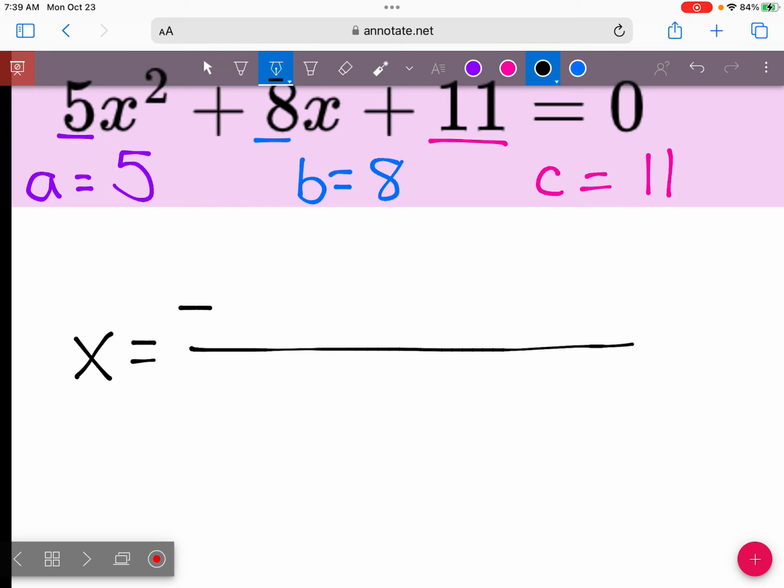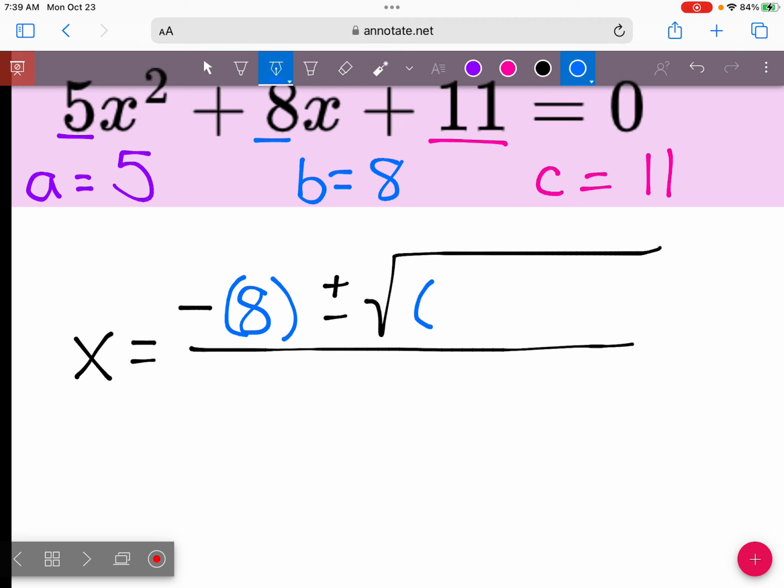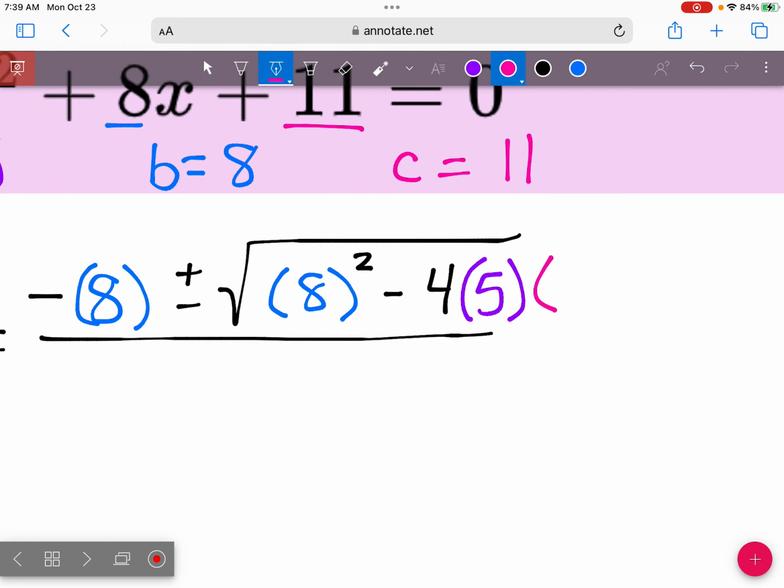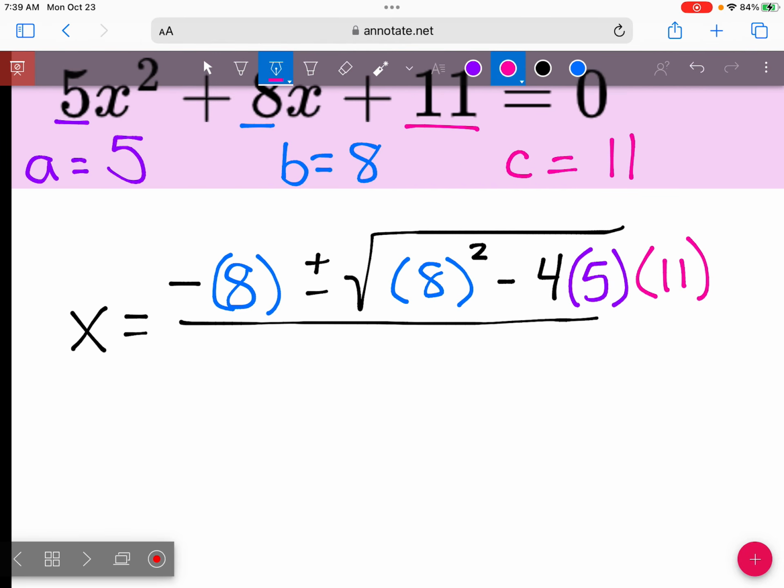X equals the opposite of B, which is negative 8, plus or minus the square root of b squared minus 4 times a times c, all over 2 times a. So just typing it in is our step 1, or just writing it in.